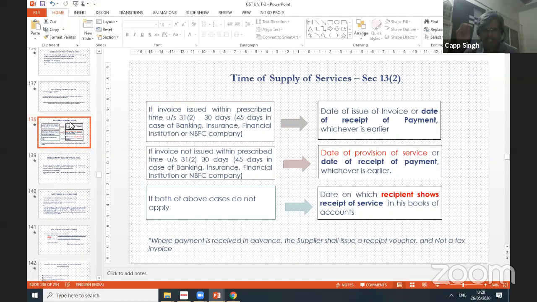So mind that in the case of advances received against supply of goods, there is no tax at present, whereas on advances received against supply of services, we have to discharge tax liability.